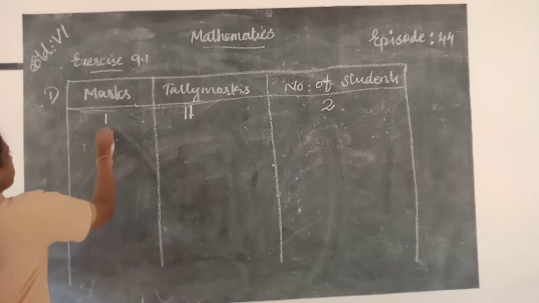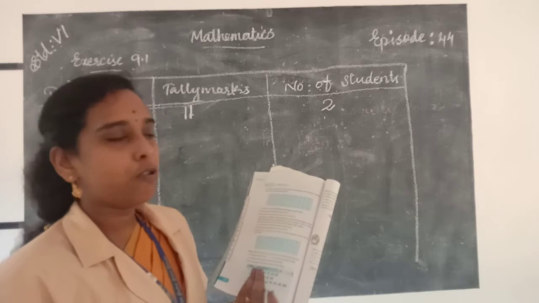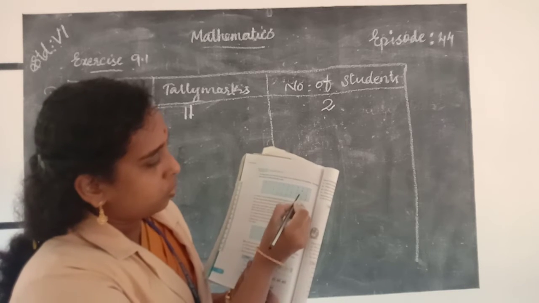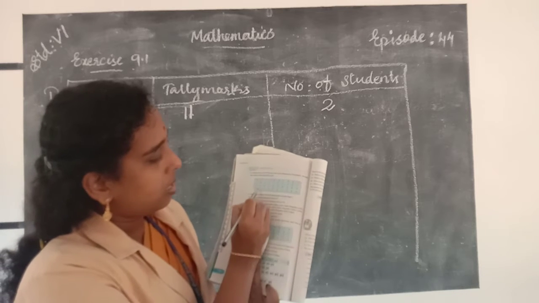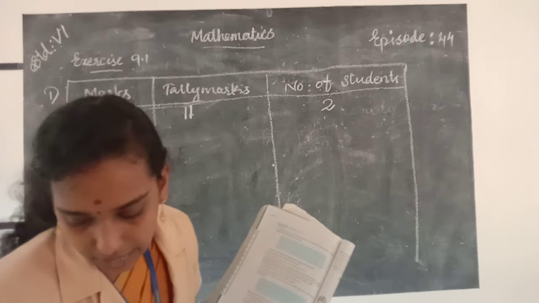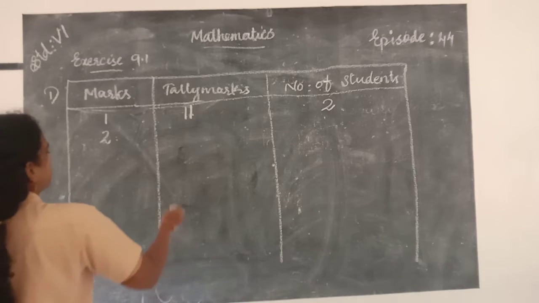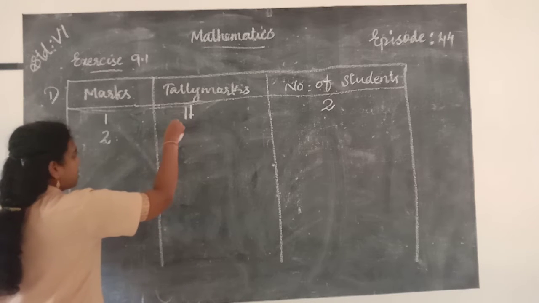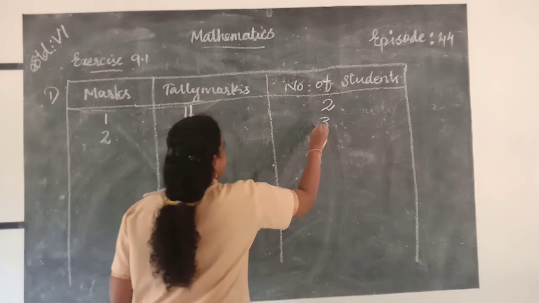Then the students who got 2 marks. Here how many students got 2 marks? 1, 2, 3. Okay, 3 students got 2 marks. So you draw the tally marks: draw 3 vertical lines to represent 3. So the number of students is 3.